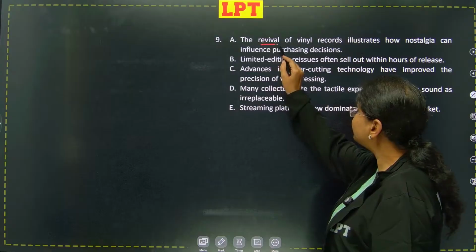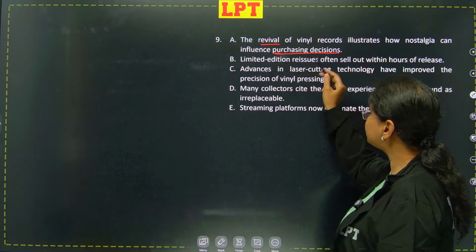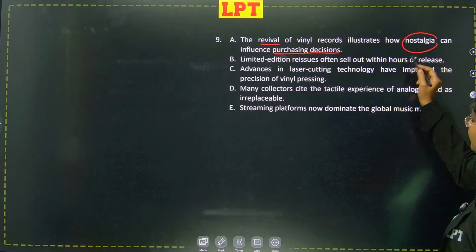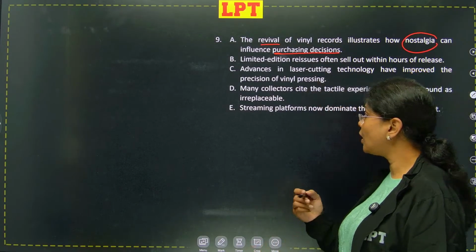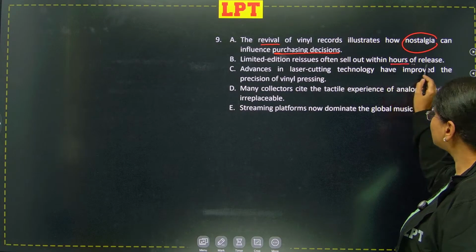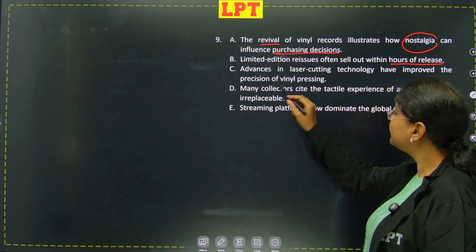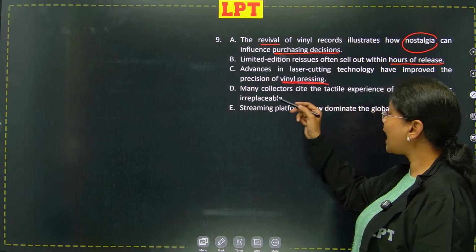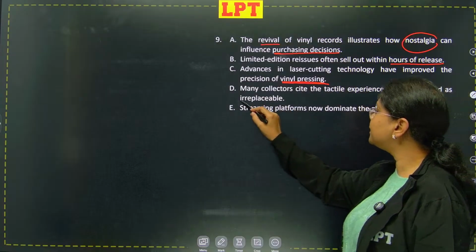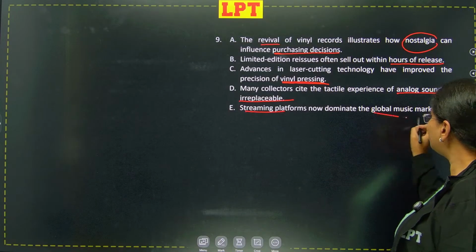A says the revival of vinyl records illustrates how nostalgia can influence purchase decisions. B says limited edition releases often sell out within hours of release. C says advances in laser cutting technology have improved the precision of vinyl pressing. D says many collectors cite the tactile experience of analog sound as irreplaceable. And E says streaming platforms now dominate the global music market.